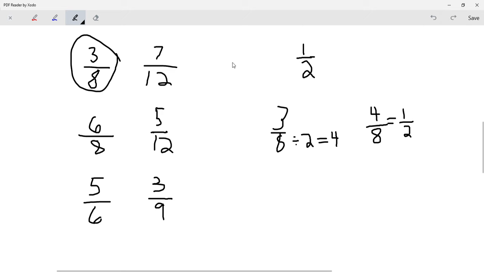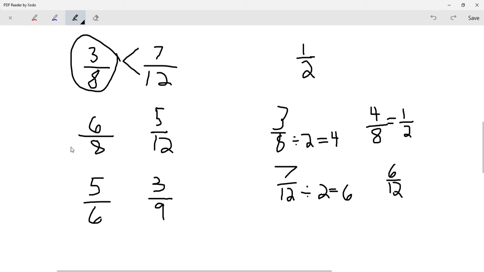It's equal to 1/2. So for 7/12ths, for 12ths, we just have to divide 12 by 2, and that's going to give us 6. Okay, so that means 6/12ths is 1/2. So 3/8 is less than 4/8, okay? And 7/12ths is bigger than 6/12ths. So that means 7/12ths is bigger than 1/2 and 3/8 is smaller than 1/2. So obviously 7/12ths is greater than 3/8.